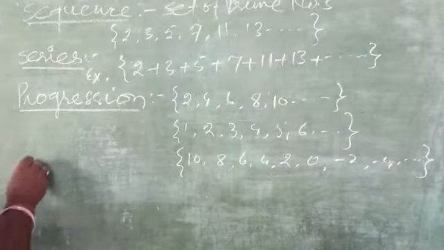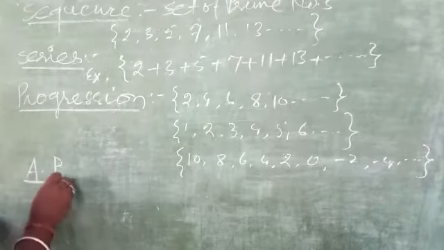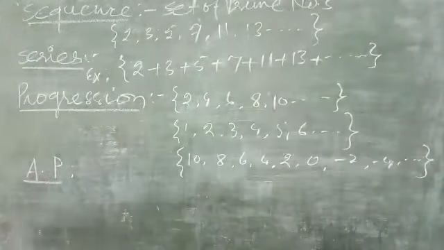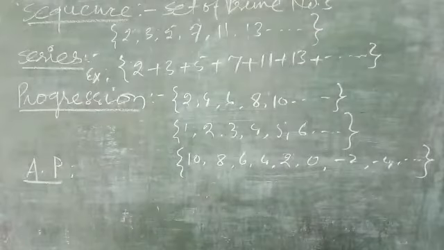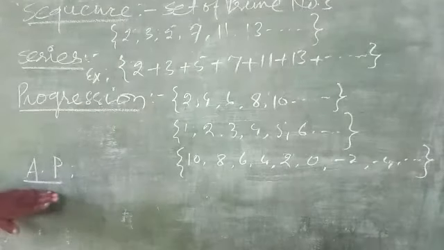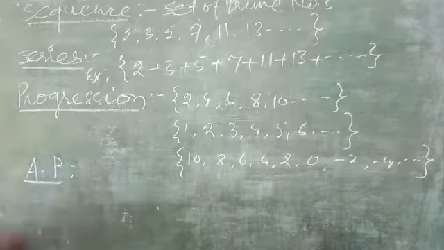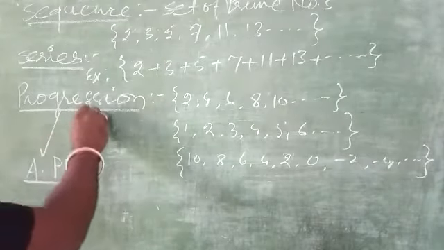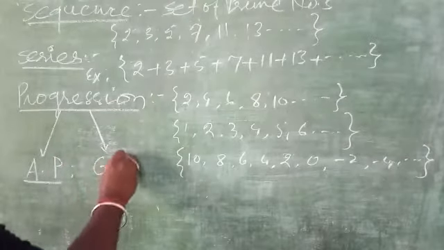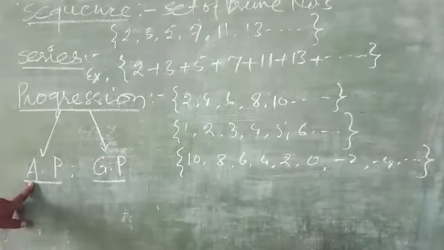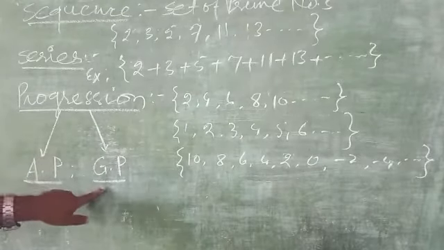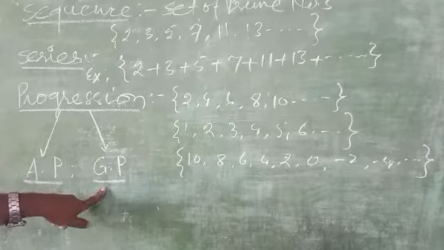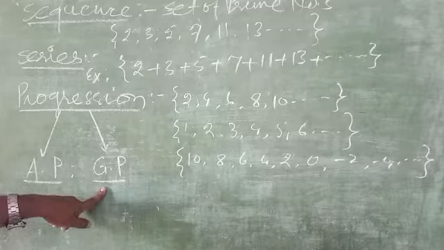The main topic now is arithmetic progression. In a progression, if a particular number is being added or subtracted, it is called arithmetic progression. Progression is of two types, mainly AP and GP. In arithmetic progression, the next number comes after adding a particular number. In GP, the next number comes after multiplying or dividing by a particular number.